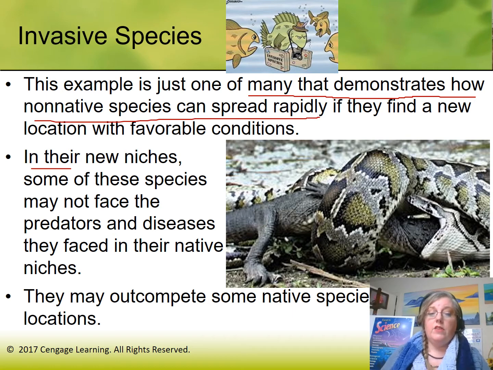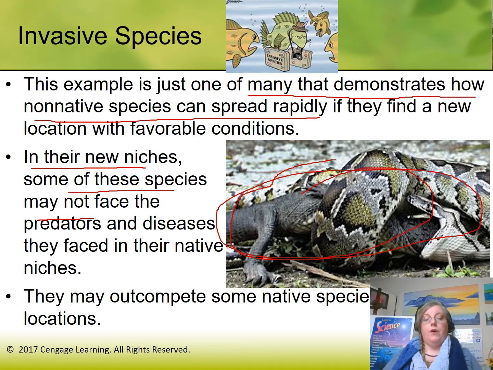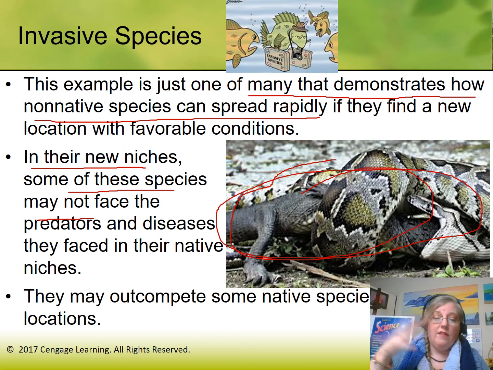In their new niches, some of these species will not face any predators. We have several examples of boa constrictors in Florida. This is what I've got going on here. People get boa constrictors for pets. And then the boa constrictor is too big. The idea of watching him kill a mouse, I mean, just blood everywhere. It takes a certain kind of person to have a grown snake for a pet.